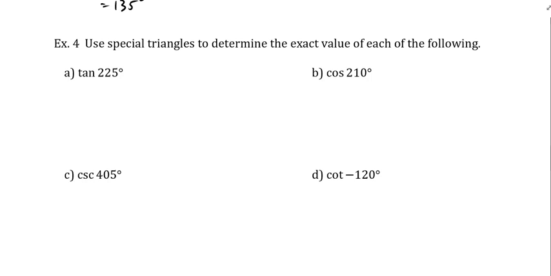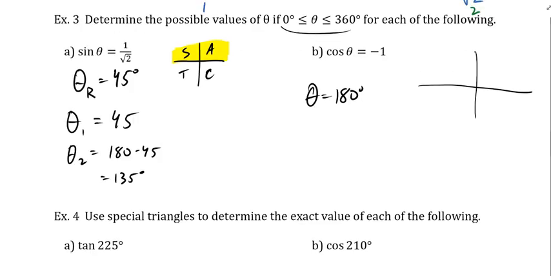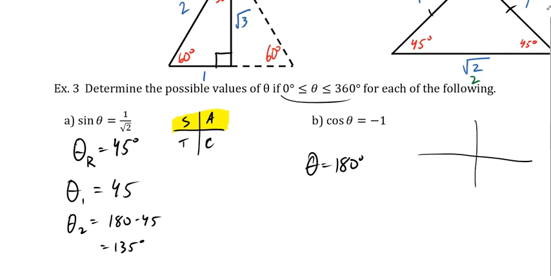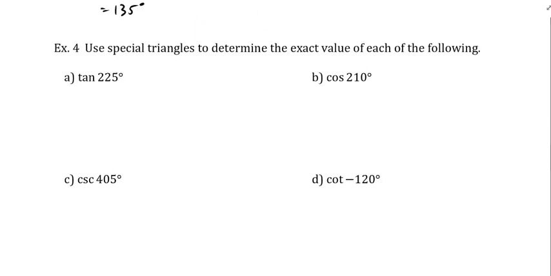This one's like the flipped version. The other one was giving me the result, and I had to find theta. This one's giving me theta, and I have to find the result, find the exact value. What is the tan of 225? These days, if you have a calculator with Natural View or whatever it's called, it'll actually give you basically the answer.